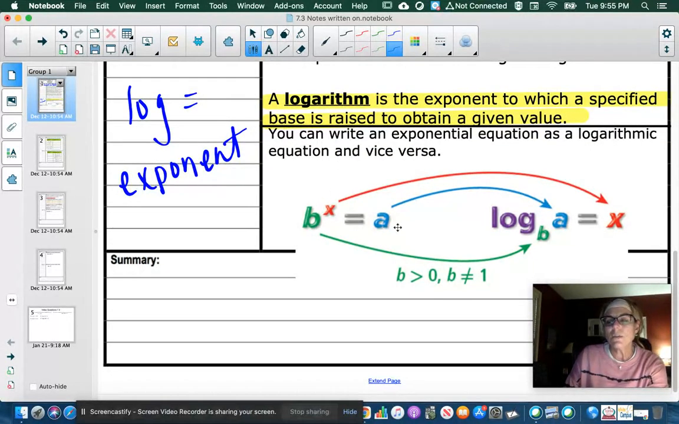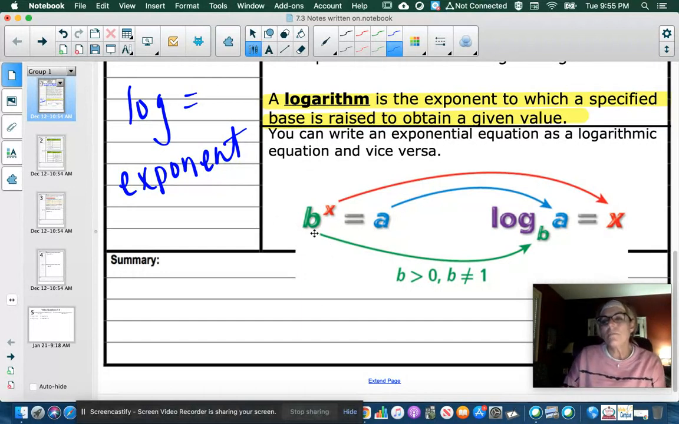So b to the x equals a, that's an exponential equation. Log base b of a equals x, that's a log. Recall, b must always be greater than 0 and b can never equal 1. And so this is going to show us how to go from exponential to log and log to exponential.